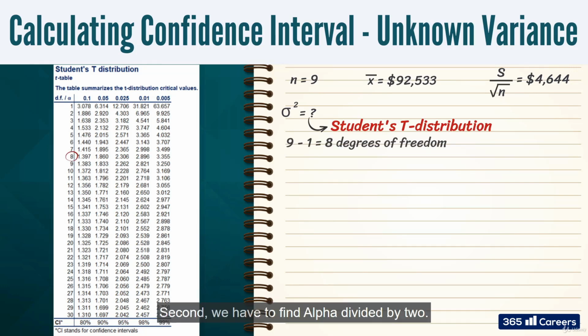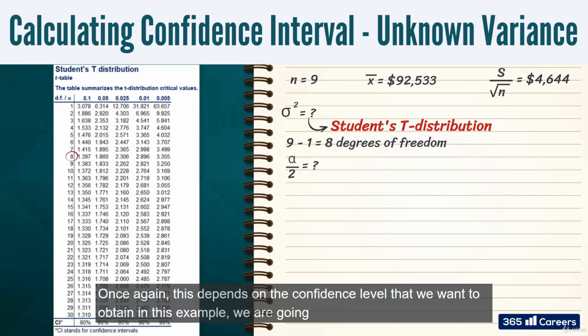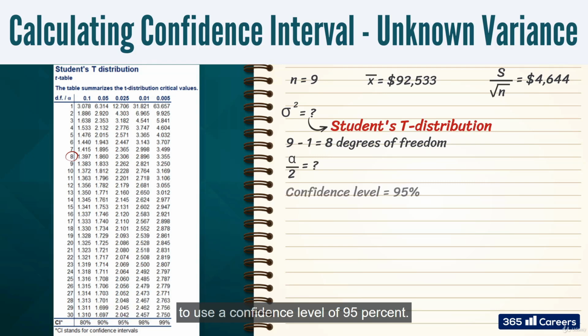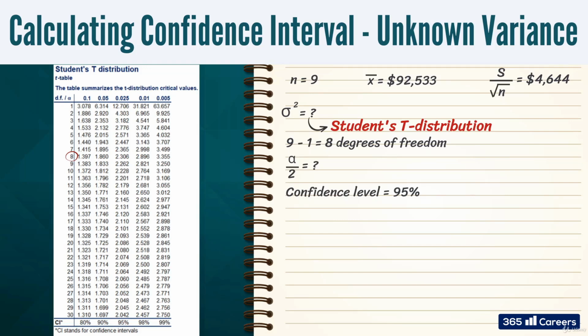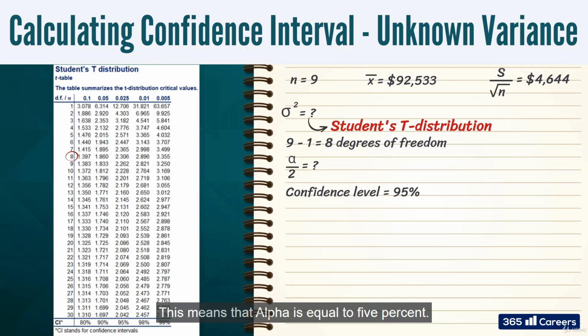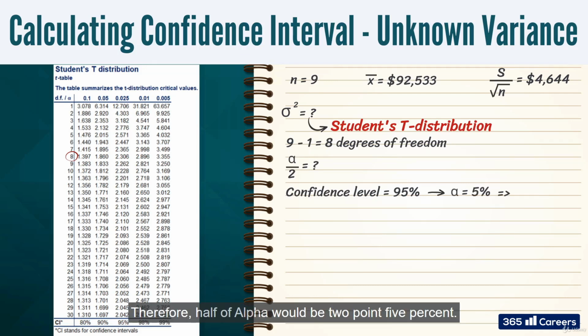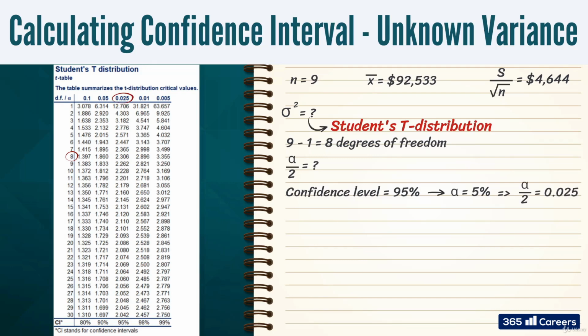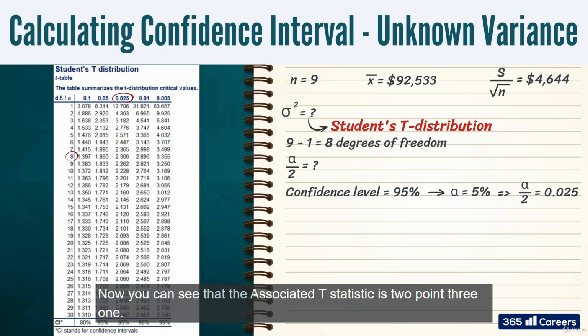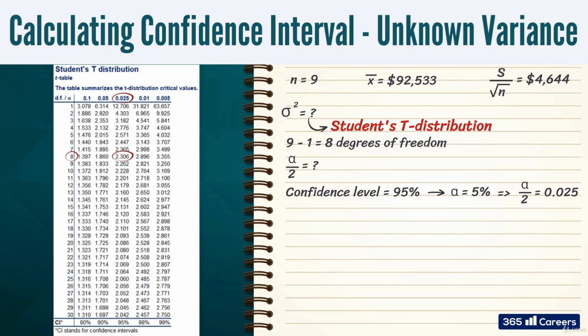Second, we have to find alpha divided by 2. Once again, this depends on the confidence level that we want to obtain. In this example, we are going to use a confidence level of 95%. This means that alpha is equal to 5%. Therefore, half of alpha would be 2.5%. Now you can see that the associated t-statistic is 2.31.